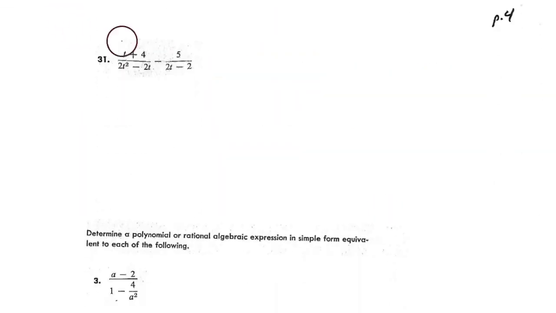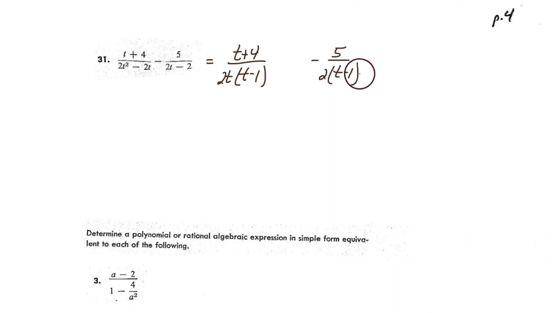Next problem, subtracting fractions. So we need common denominators. Let's first factor these to help us get the common denominators. So this is t plus 4 over 2t times t minus 1. And then minus, this other one is 5 over 2 times t minus 1. I can see that the common denominator needs a 2, a t, and a t minus 1. This almost has that. It's only missing the t. So times top and bottom by t.